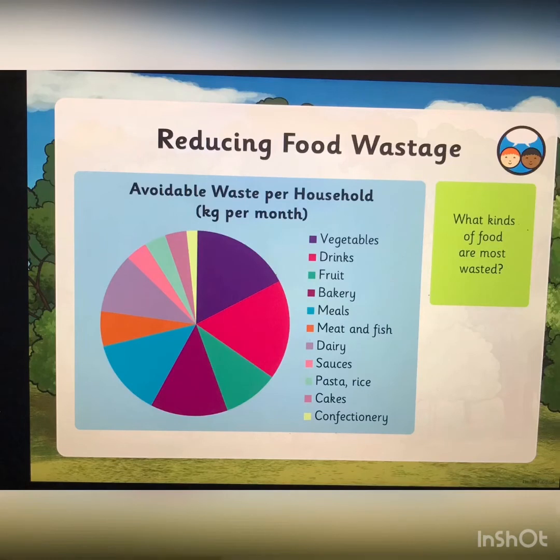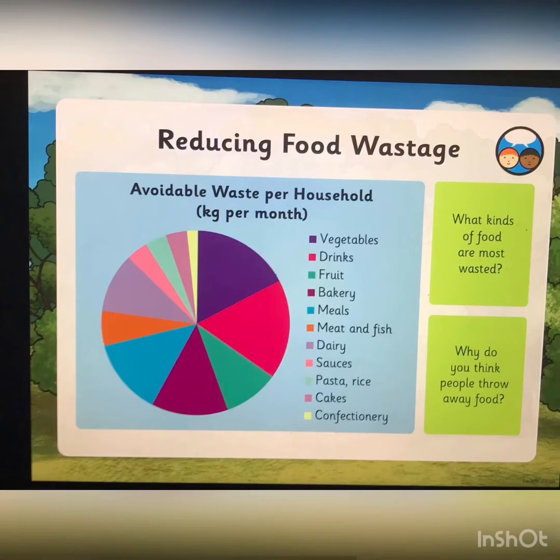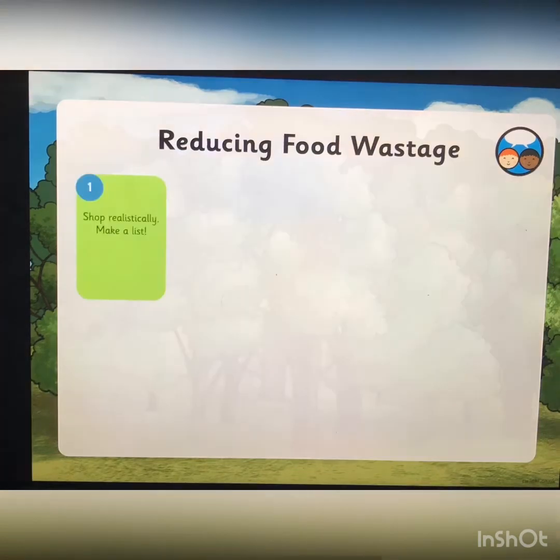What kind of foods do we waste the most? By looking at our pie chart, can we figure out which colors and spaces are the biggest? And why do you think people throw away so much food? A lot of the time we don't like blemishes. Sometimes it's the expiration date that puts us off. A lot of the time we buy too much food and we forget that we have it until it's too late and it's gone past its expiration date. So organization is important.